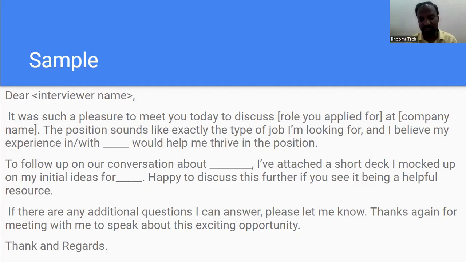I believe my experience would help me thrive in this position. To follow up on a conversation about the project or some other thing, I have attached a short deck. I've mocked up my initial ideas for this and am happy to discuss further if you see it being a helpful resource.